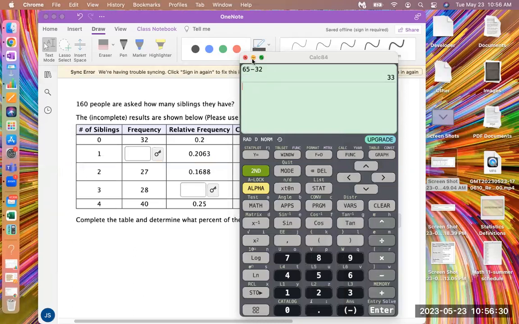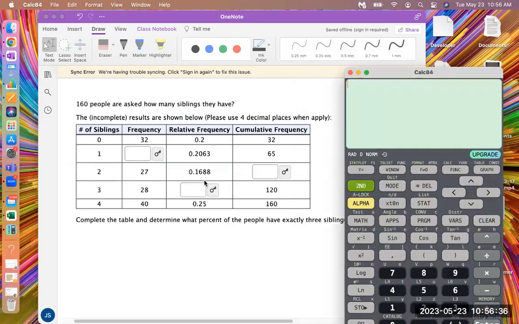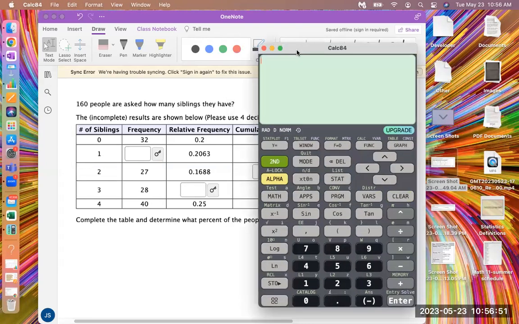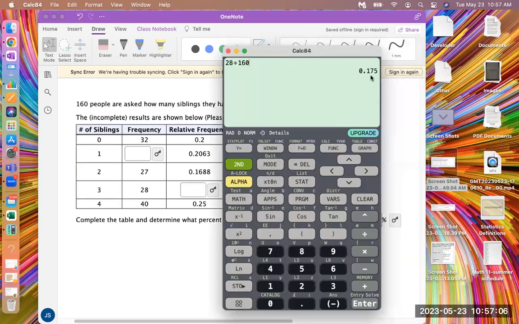All right. The second thing that they ask here is the relative frequency of 3. The relative frequency is just the frequency of 3 divided by the total number of people who were surveyed. So out of everyone surveyed, what is the percent that said 3? So you're going to do 28, the number who said 3, divided by everybody who was surveyed, which was 160, they said in the very beginning of the problem. That gives us this value 0.175. So that is the answer to the relative frequency for 3 siblings.